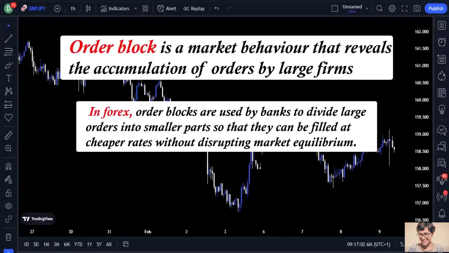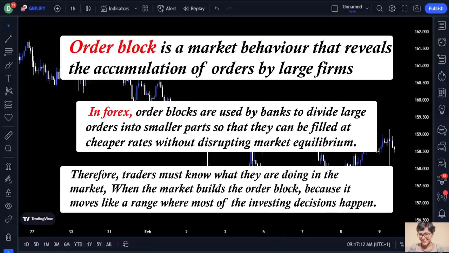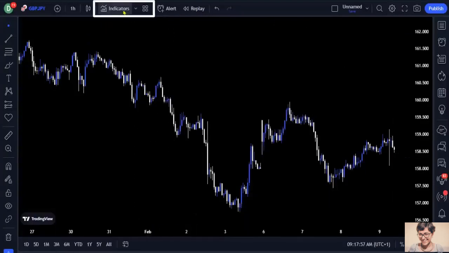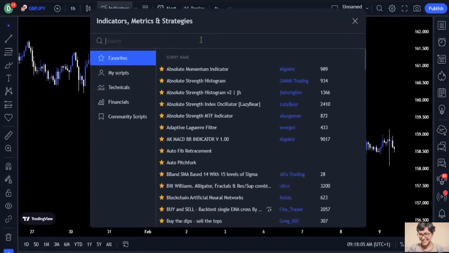An order block is a market behavior that reveals the accumulation of orders by large firms in the financial market. Order blocks are used by banks to divide large orders into smaller parts so that they can be filled at cheaper rates without disrupting market equilibrium. Therefore, traders must know what they should do in the market when the market builds the order block, because it moves like a range where most of the investing decisions happen. But luckily we have got indicators that can help us find these order blocks.